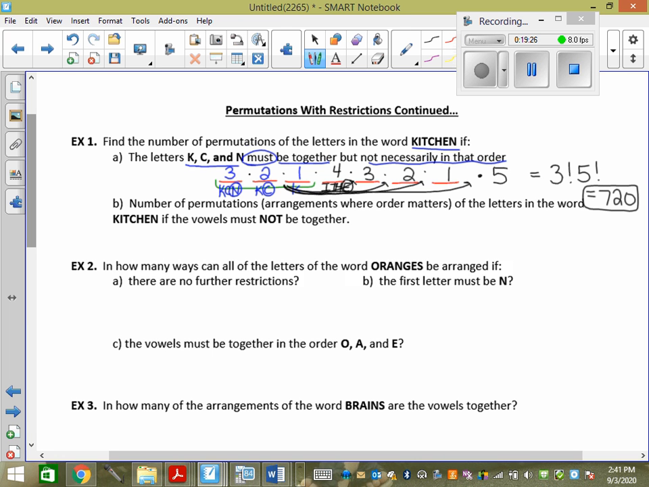So this one says number of permutations, arrangements where order matters, of the letters in the word kitchen if the vowels must not be together. Okay, so what I get is people doing cases where they put the vowels not together. That is the worst way to do it, and you're going to miss a couple. Let's think about it this way.